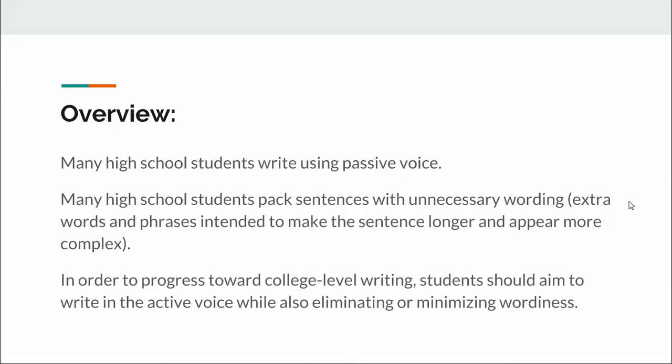So, quick overview. First off, it's important to know going into this that many high school students write using passive voice. We speak very often using passive voice, and so very often these things translate into our writing. It is a common thing, so don't feel, at all, upset with yourself if you know you are guilty of this. Like I say, it's very common.